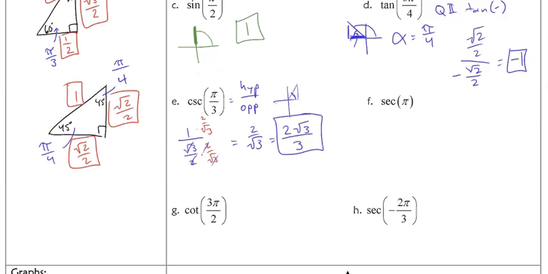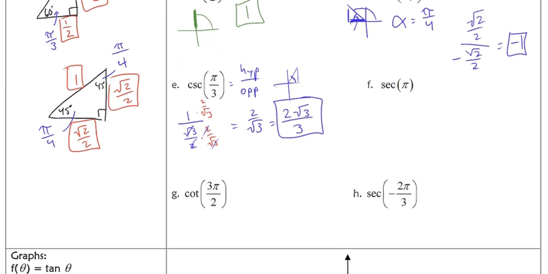-1. Secant of pi. Secant is 1 over the cosine, and so let's sketch that out. Here we are at pi, where the cosine is -1. So what's 1 over -1? Well, that simplifies down to -1. Again, because it's a reciprocal, secant is 1 over cosine, and cosine of pi is -1. Simplify that out, we get -1.